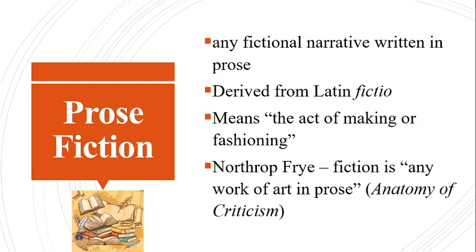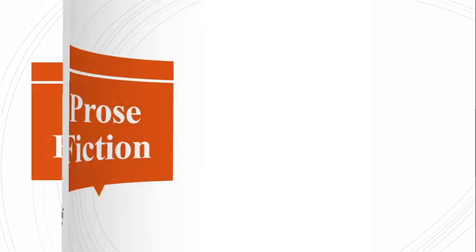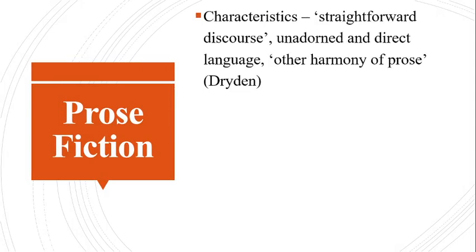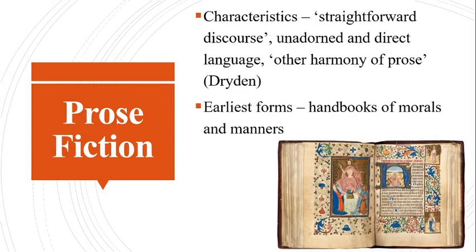Northrop Frye, in The Anatomy of Criticism, has defined fiction as any work of art in prose. Now, the characteristics of prose are: it is a straightforward discourse characterized by the use of direct, unadorned form of language. So compared to poetry, in prose you will find language without too many decorations. It will be more simple and more direct, more straightforward.